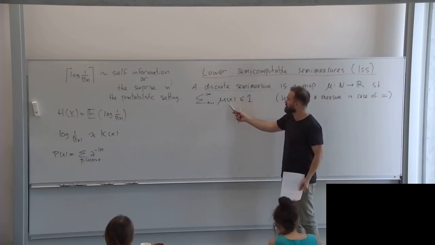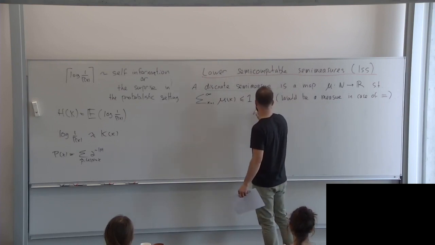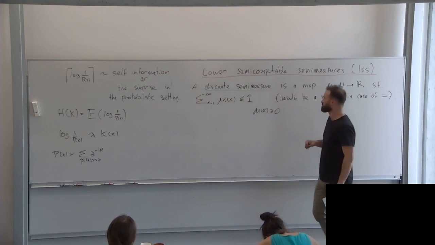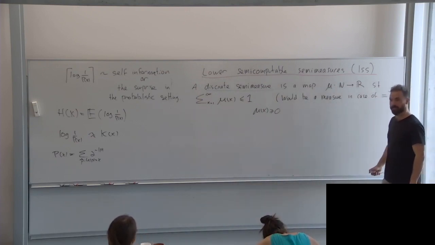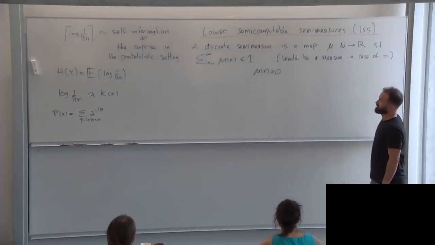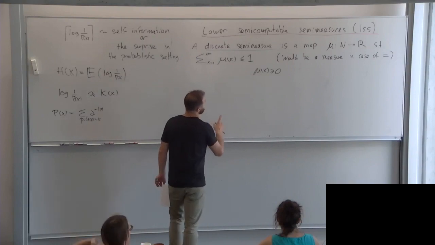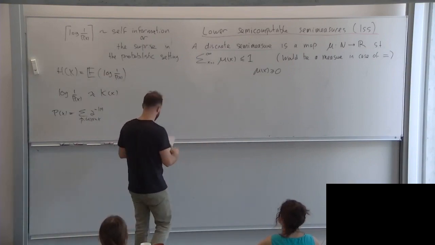And all these numbers are larger than 0. So then it's basically just a subnormalized measure. Yes, you could just normalize this and make it normalize to 1. Correct, exactly. We could normalize it. But the reason why we leave it unnormalized is that we want to keep it semi-computable, which will be the next point.